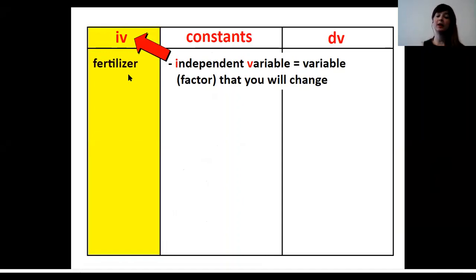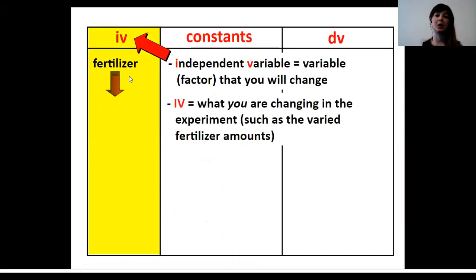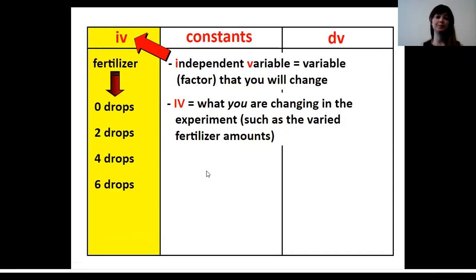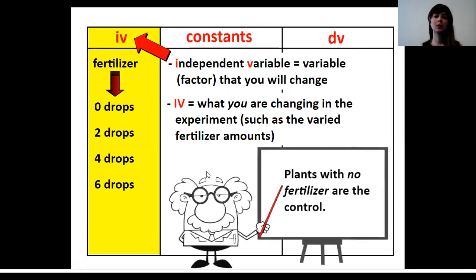And let's say in this case, what we want to do is list out our levels. So let's say in this case, we're just going to go by drops. So we would have 0 drops, 2 drops, 4 drops, and 6 drops of fertilizer. Plants with no fertilizer are going to be our control. So that's the 0 drops. That's what we will compare our results to.